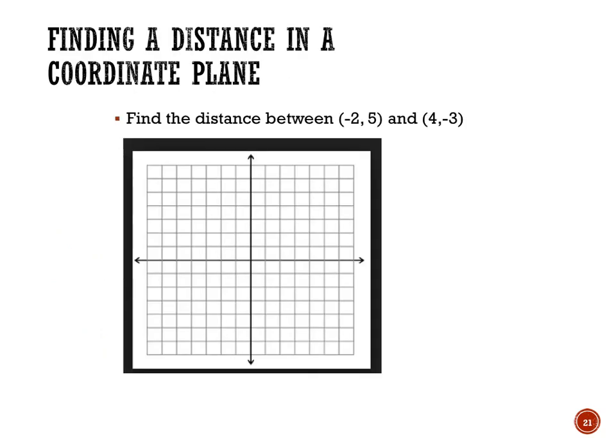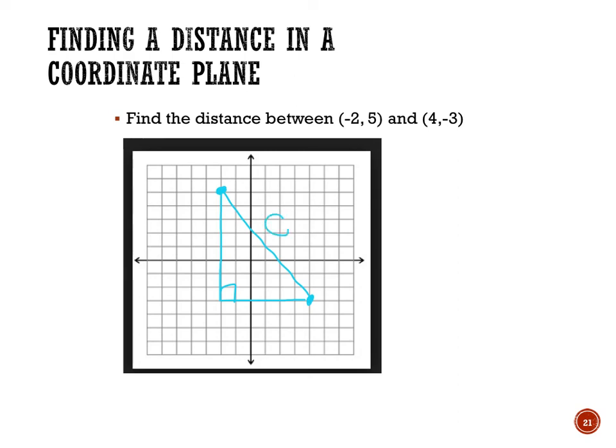Finding the distance in a coordinate plane. Find the distance between (-2, 5) and (4, -3). So I'm going to plot my points. So -2 and 5, and 4 and -3. So I'm going to draw my triangle. See, it makes a little right angle here. We want to know the distance. So this is the distance I want to know right here.